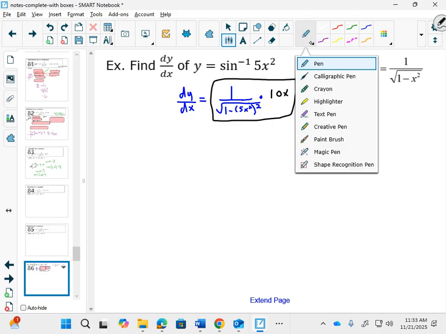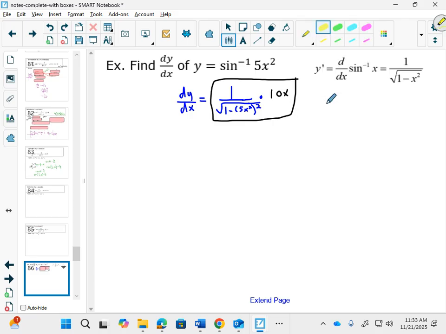So I'm going to take out my highlighter just to point out something. You see how that's your inside, where I highlighted in yellow. So when I say keep the inside the same, that 5x squared has to stay the same in that spot. And then we multiply by the derivative of the inside.